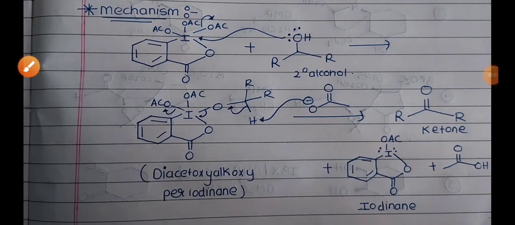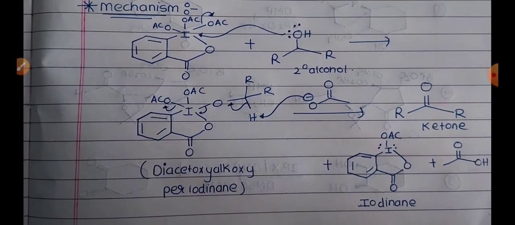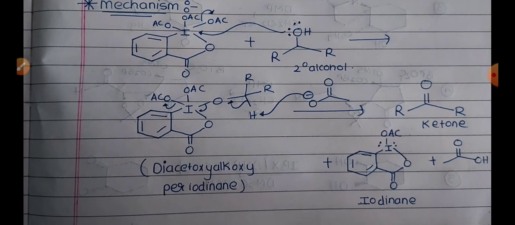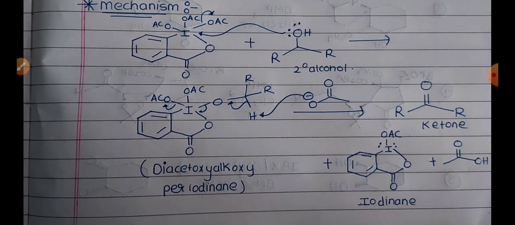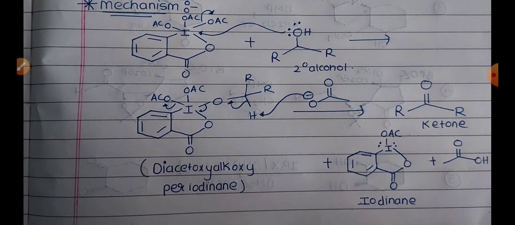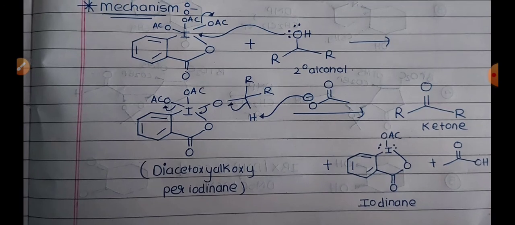So now we will discuss how the DMP reagent works. As I told you, this reagent converts the alcohol functional group to the carbonyl functional group. That is, it oxidizes the alcohol to the carbonyl functional group: the primary alcohol to the aldehyde and the secondary alcohol to the ketone. Now let us have a look at how this reagent oxidizes the alcohol to the ketone.